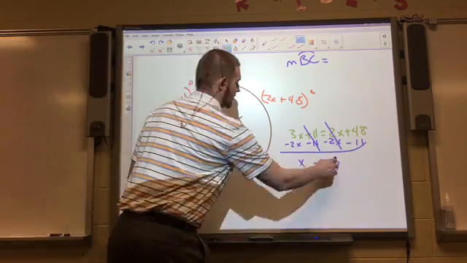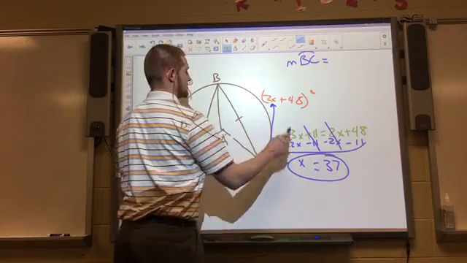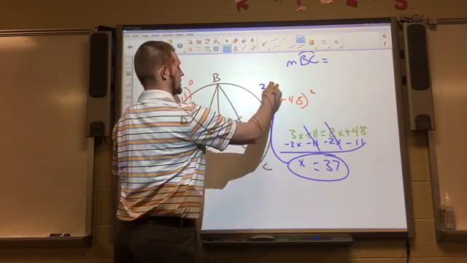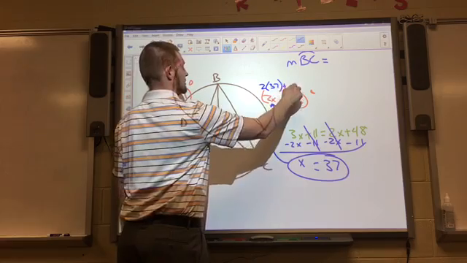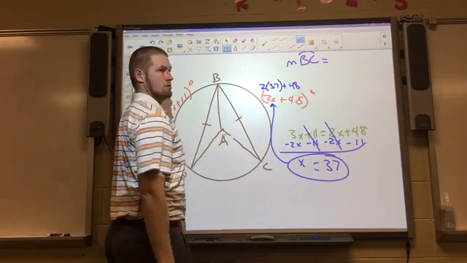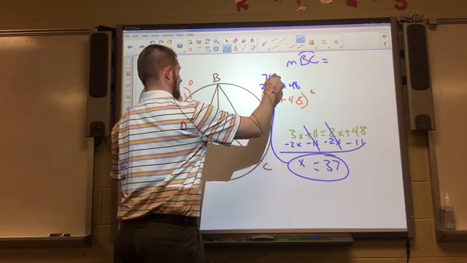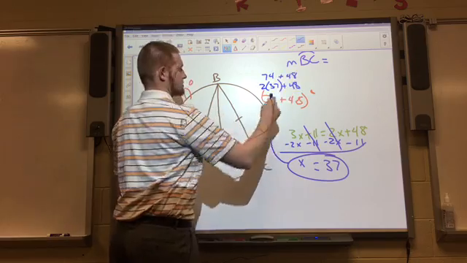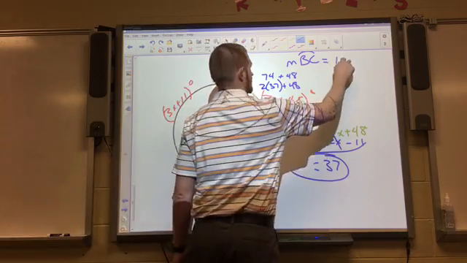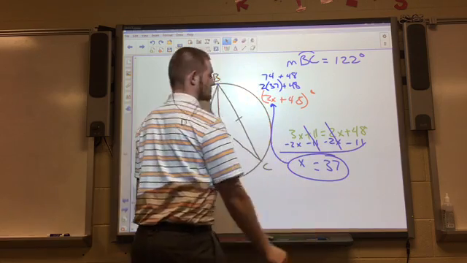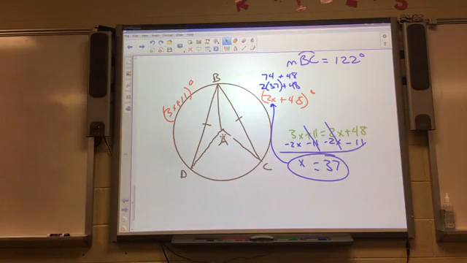Because now that I know what x equals, I want to find this measure. I plug it in. So I have 2 times 37 plus 48. 2 times 37 is 74. Plus 48 is 122 degrees. Again, it should have been obvious to use your first theorem on that diagram because of how the diagram looked.